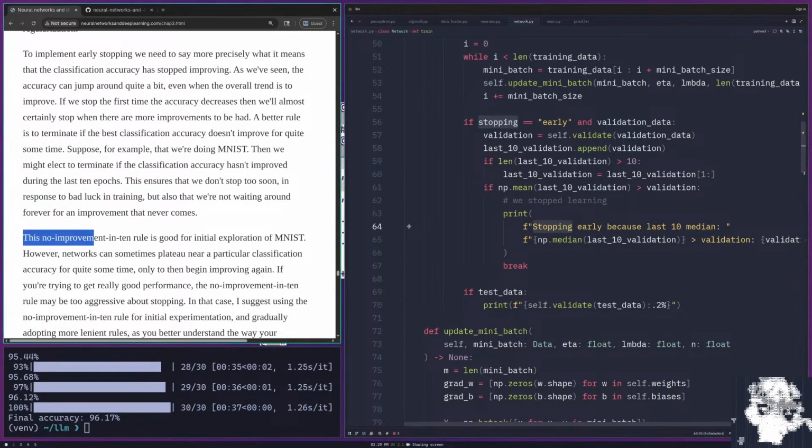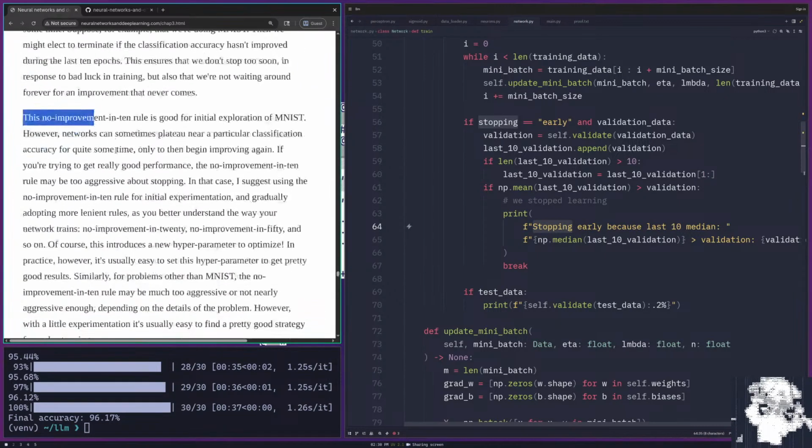I don't know what no improvement in 10 means exactly. I guess it should mean my current value is worse than the last 10. No, it shouldn't mean that. It should mean that... I don't know.